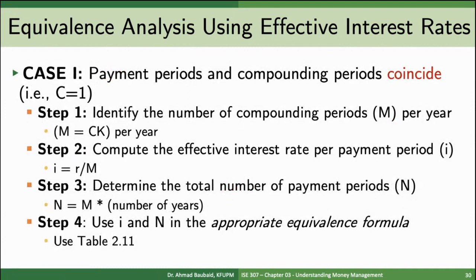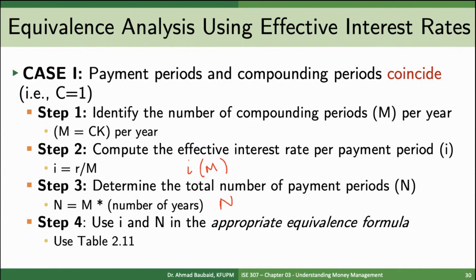And we saw the first case together. We said C is equal to 1 when they coincide. And the way you solve problems like this is, as I said before, you need to find I, you need to find N. And the way you find I involves finding M. So that's step 1, right? So I is a function, I guess, of M. You can think of it this way. So you first find M. M is equal to CK. Of course, when they coincide, C is 1. So M is equal to K.